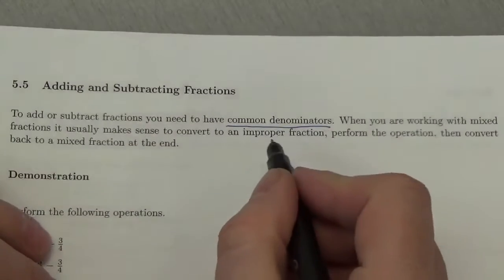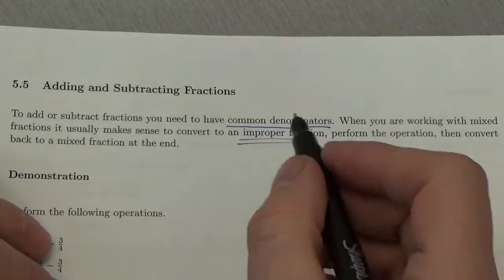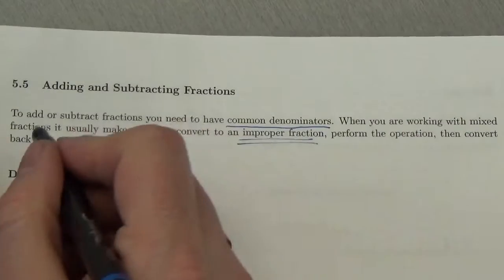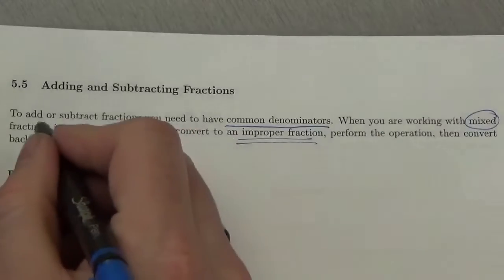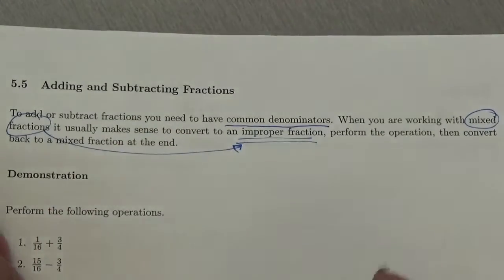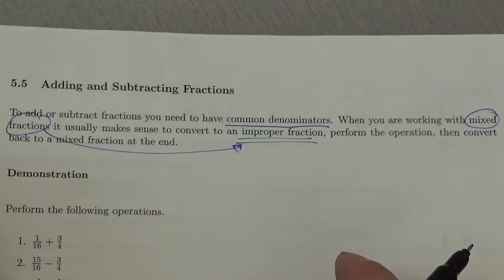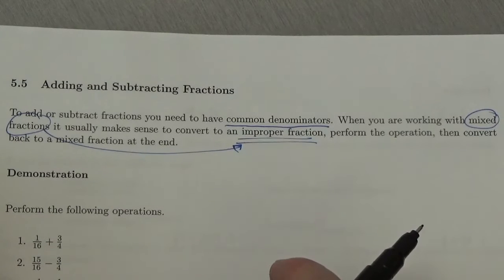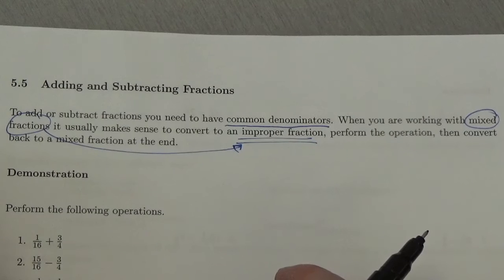Now, if you start with a mixed fraction, I think it's better to turn that into an improper fraction first. It just makes the arithmetic a little bit easier when you're working with it in that form. It might add a little bit of a step, but I think it's more straightforward. Anyway, let's take a look at some examples so you see what I'm talking about.